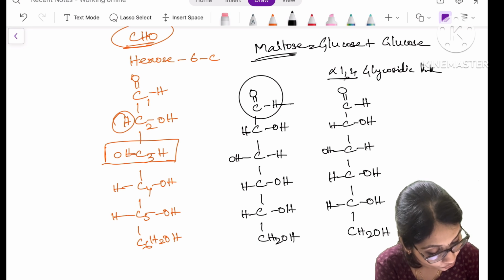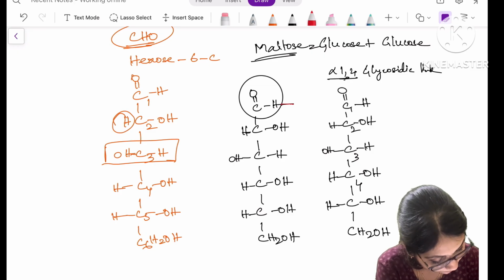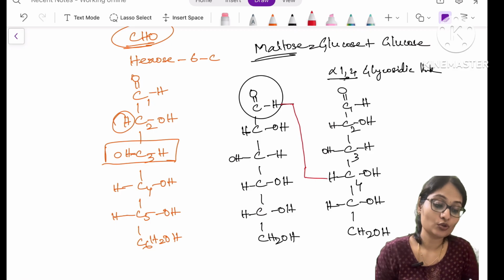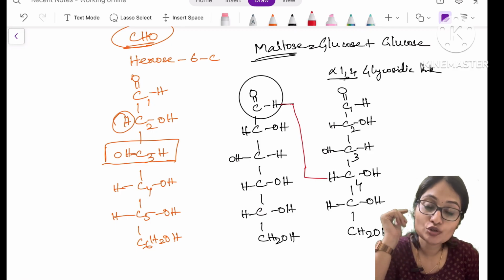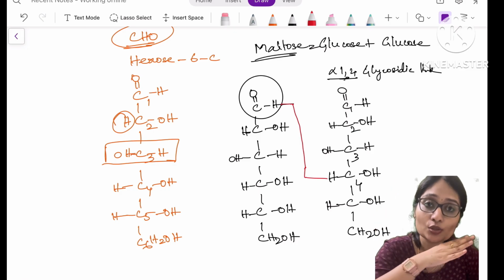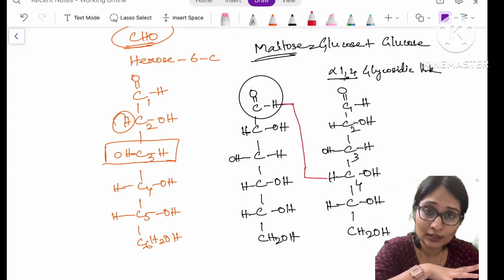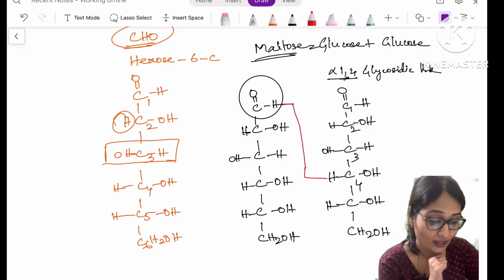Now the bond is an alpha 1,4 glycosidic linkage, which means this first carbon and the fourth carbon here, 1, 2, 3, 4. Between these two carbons there is a glycosidic bond. So this is the structure of maltose. Maltose is nothing but a combination of glucose plus glucose. It's a disaccharide, meaning it is made up of two sugar units. Both the sugar units here are glucose units, and they are linked by an alpha 1,4 glycosidic linkage.